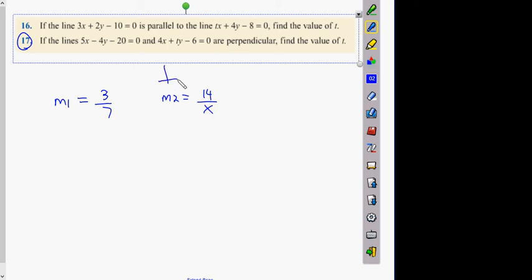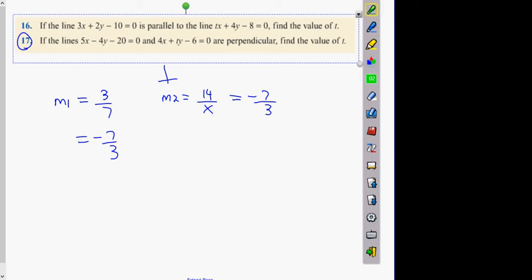Now, remember, this one is perpendicular to the first one. They're not parallel this time. So in the first question, I'd put them equal to each other. But in this question, it's different because it should be perpendicular. What slope is guaranteed to be perpendicular to 3 over 7? Minus 7 over 3. And if the other line is perpendicular to that one, that means this also has to be minus 7 over 3.